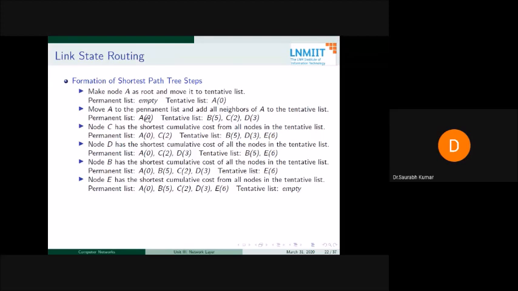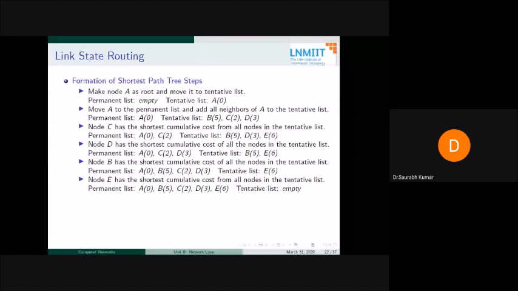So it is better to first utilize C and then the next one, that is D, then B, and since E has a higher value, 6, it will be the final entry. And then you see finally we have the permanent list A, B, C, D, E and the tentative list empty. That means we have formed the final shortest path tree, considering that node A is the root node.